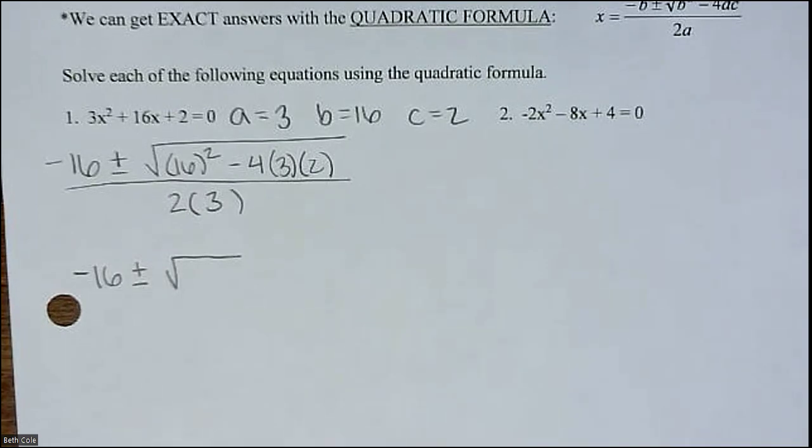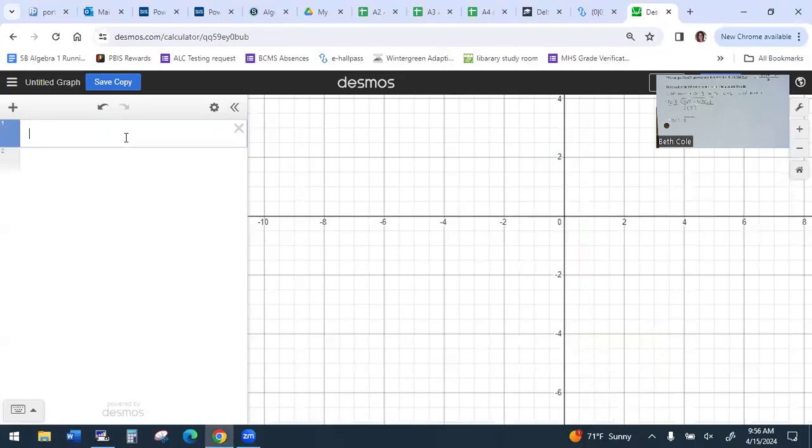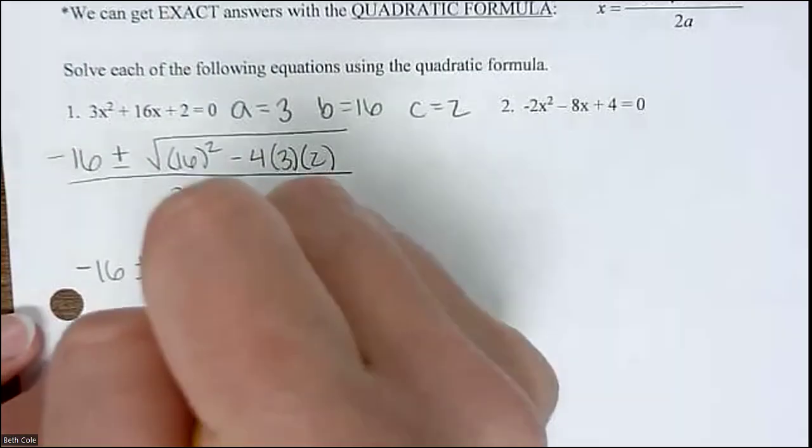Now, when you do this on your own for your classwork, you're going to have to type it in. But for right now, can you just watch? I'm going to type it exactly like it looks. 16 squared minus 4 times 3 times 2. See how I did that? Click, click, click in the calculator. What do we get? 232. Very good. That's what we're going to write right here.